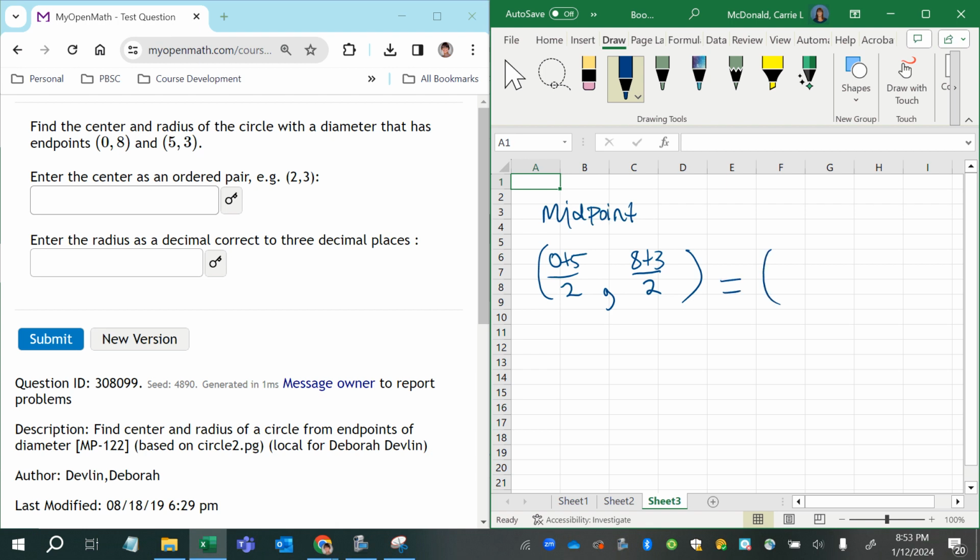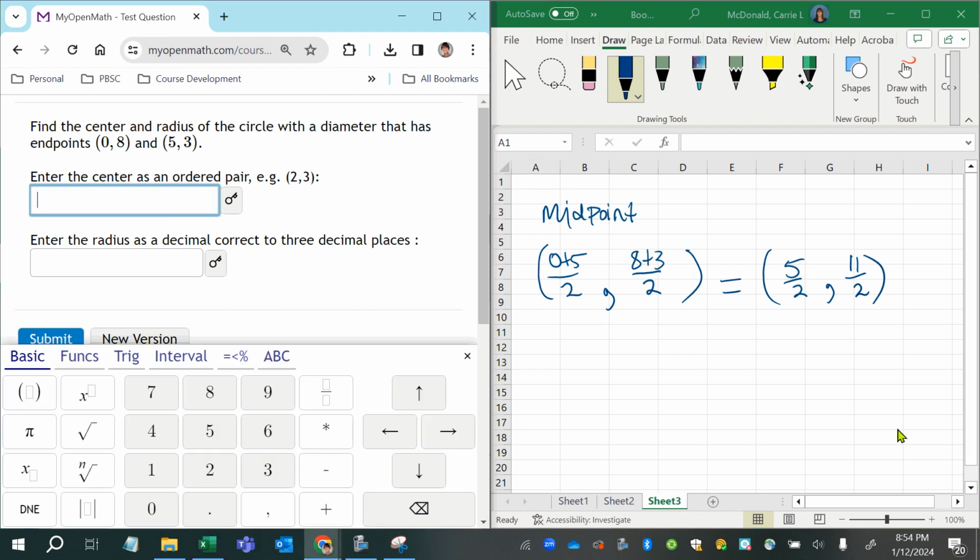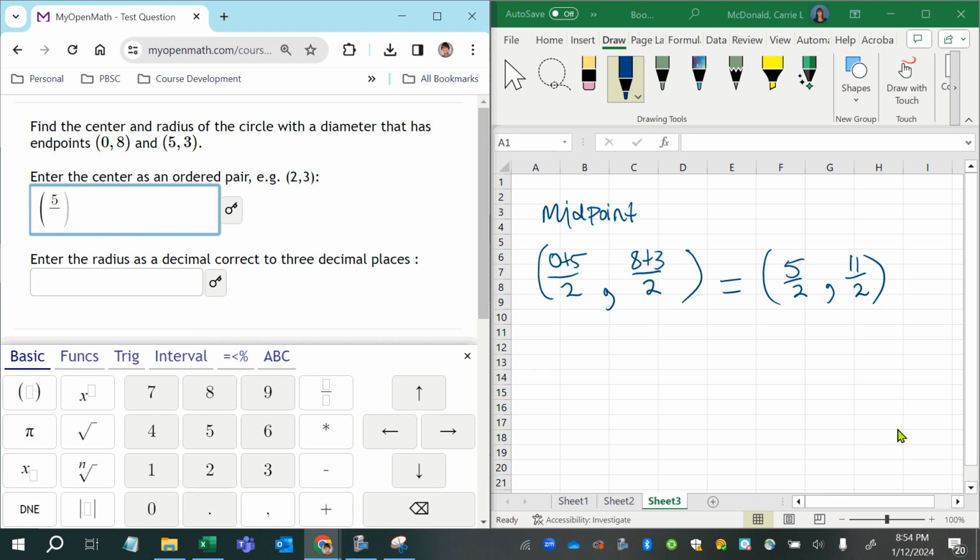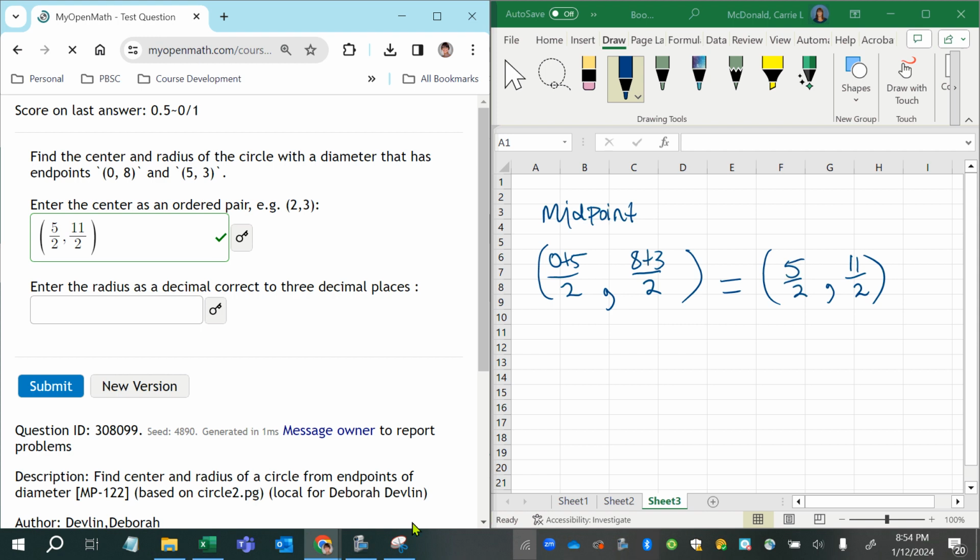Okay, so 0 plus 5 is 5, divided by 2 is 5 halves. 8 plus 3 is 11, divided by 2 is 11 over 2. Now, I don't think we need to put it in decimal form or anything like that. Just go ahead and put in the fractions. Make sure that when you are moving to put the comma, you are outside of the fraction. And then we have 11 over 2, and get outside the fraction to close the parentheses. So that should be the answer to the first part.